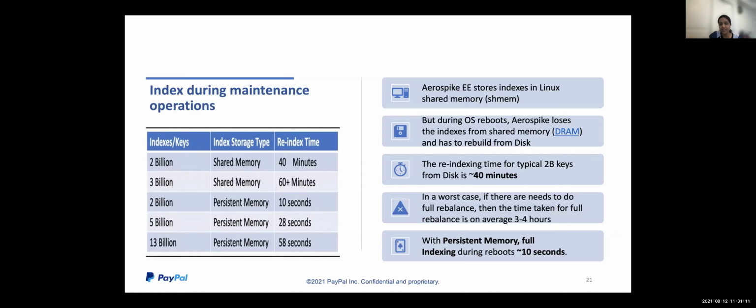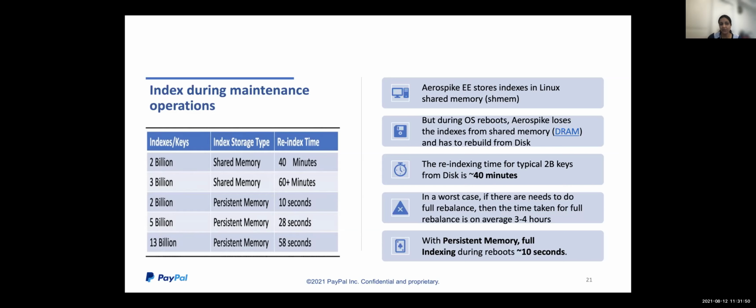And in a distributed system, apart from re-indexing, there is another activity that gets kicked in whenever a node is taken out, and that is a rebalancing activity. We'll see that in the coming slides, and that also takes around 3 to 4 hours. So if we have to calculate the total time, it will be somewhere around 4 to 5 hours that will be taken for re-indexing and rebalancing. But now when we introduce persistent memory in place of DRAM, the indexing time reduces to 10 seconds. And that is negligible as compared to 40 minutes.